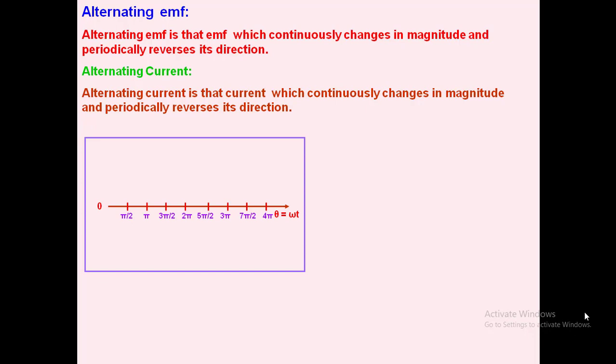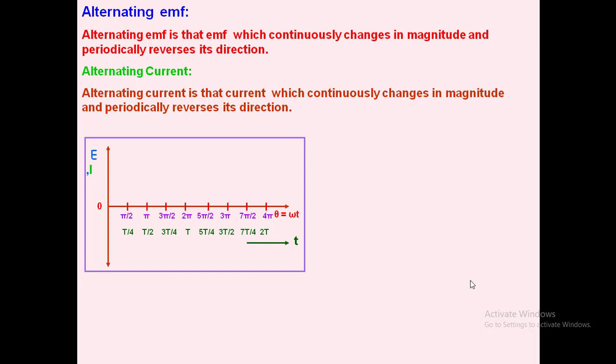Now, if you substitute the value of omega as 2 pi by capital T, where capital T is the time taken by the particle to complete one rotation, you are going to have the time as T by 4, T by 2, 3T by 4 and T. Along the y-axis, I want to take both EMF as well as current. EMF is represented with E and current is represented with I.